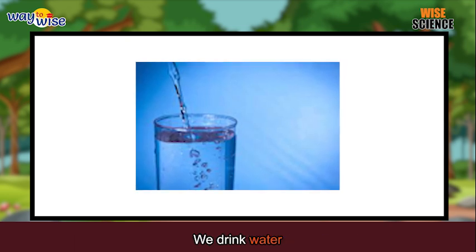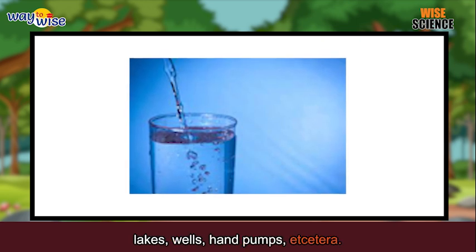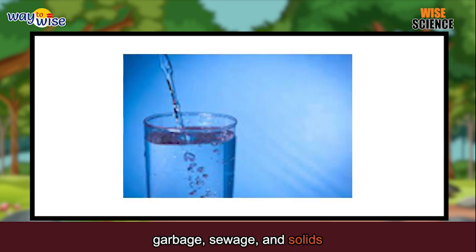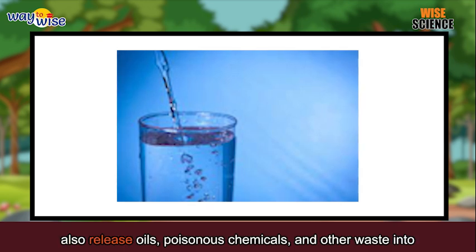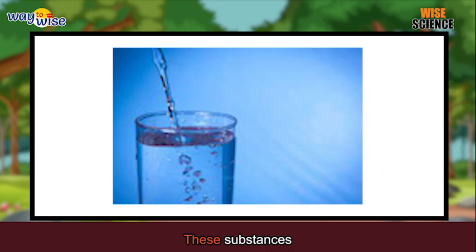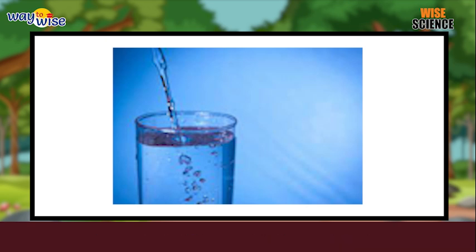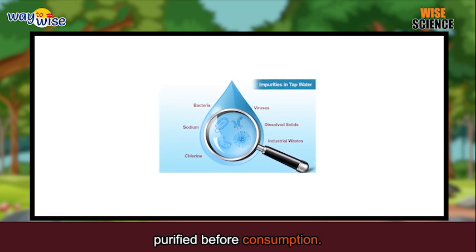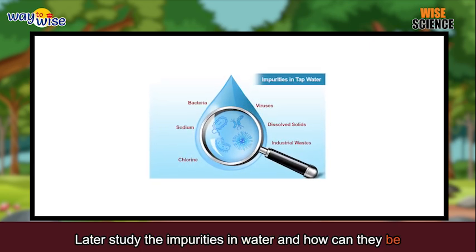We drink water which we obtain from rivers, lakes, wells, hand pumps, etc. We all put garbage, sewage, and solids into all water bodies around us. Factories also release oils, poisonous chemicals, and other wastes into water. These substances which make the water dirty are called impurities. Impurities in water should be purified before consumption. Let us study the impurities in water and how they can be removed.